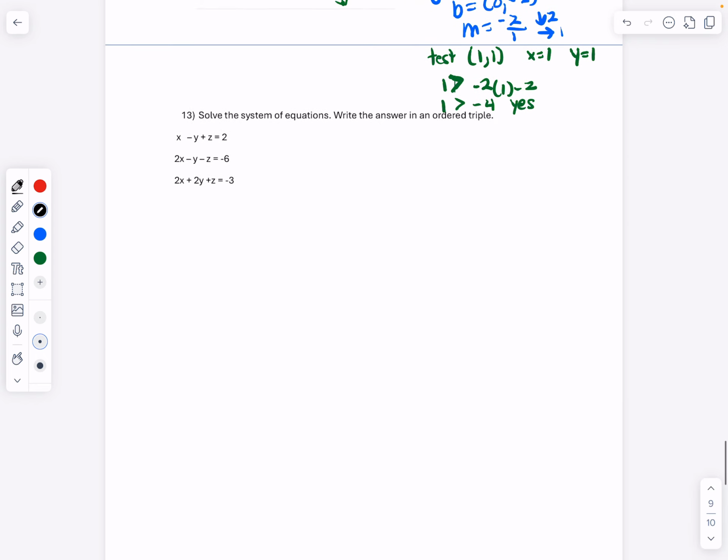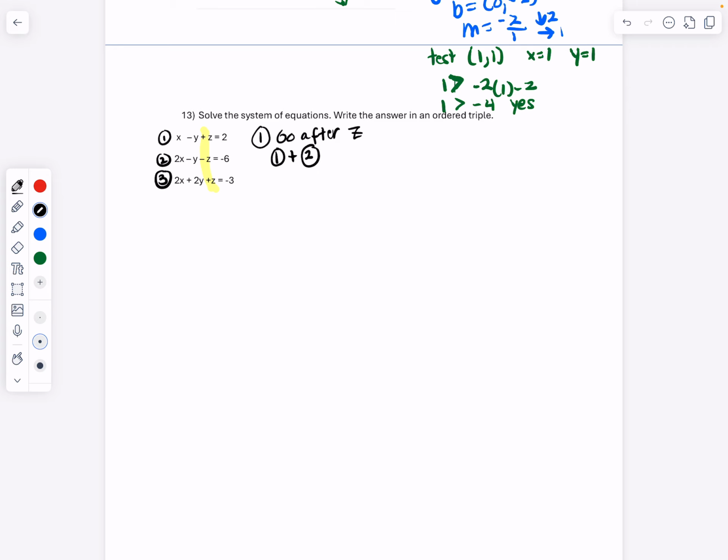13, solve the system of equations, write the answer in an ordered triplet. Okay, for this one, my first step is I have to get rid of either x, y, or z. I'm going to go after z. The reason why I'm after z is because if I look at the z's, how they are right now, they are opposites. So it'll be easy to add the lines together and get rid of them. So I'm going to add line 1 and 2 together.